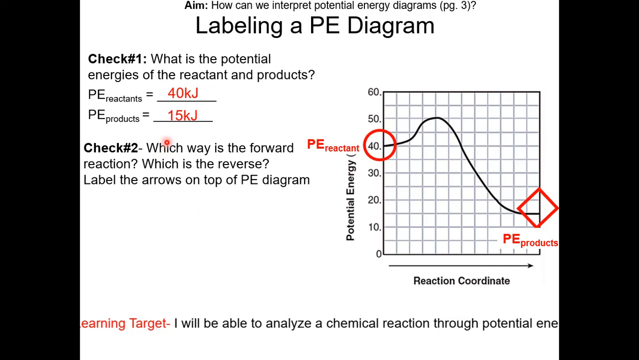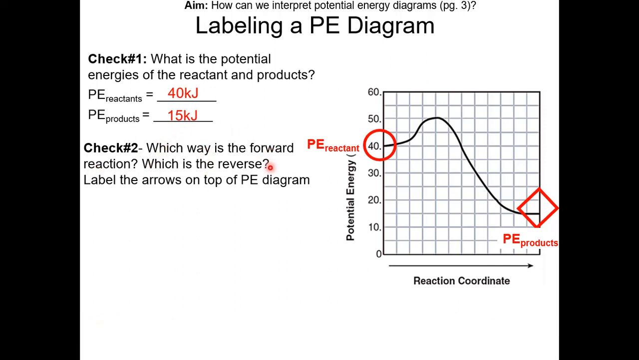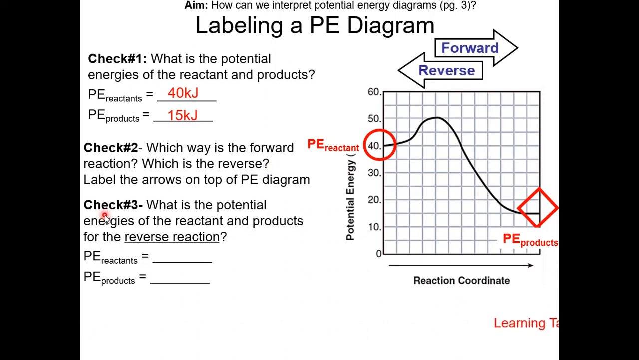Check number 2. Which way is forward reaction? Which way is reverse? So forward is from left to right. Reverse is from right to left. Check number 3. What are the potential energies of the reactants and products for the reverse reaction? In a reverse reaction, everything's backwards. So the potential energy of the reactants will be 15 kilojoules, and the potential energy of the products will be 40 kilojoules.